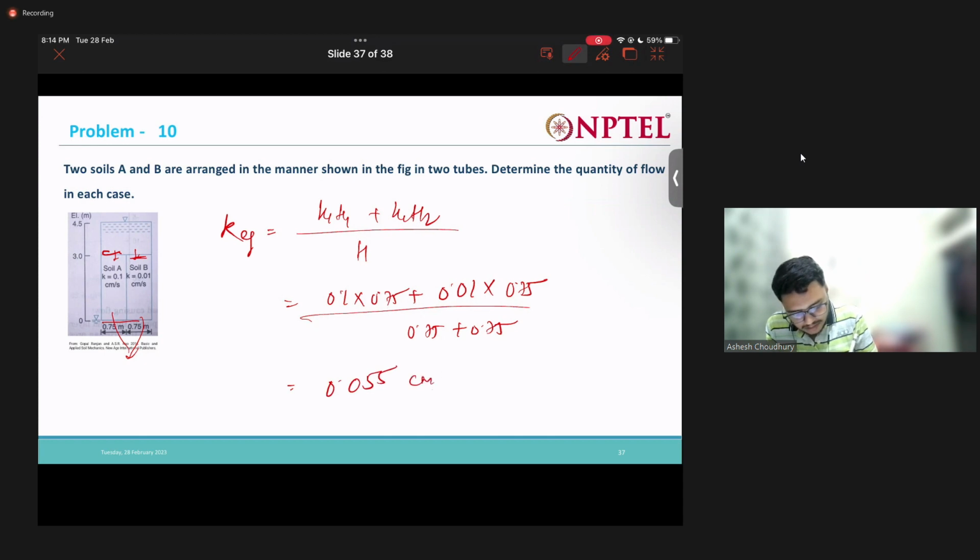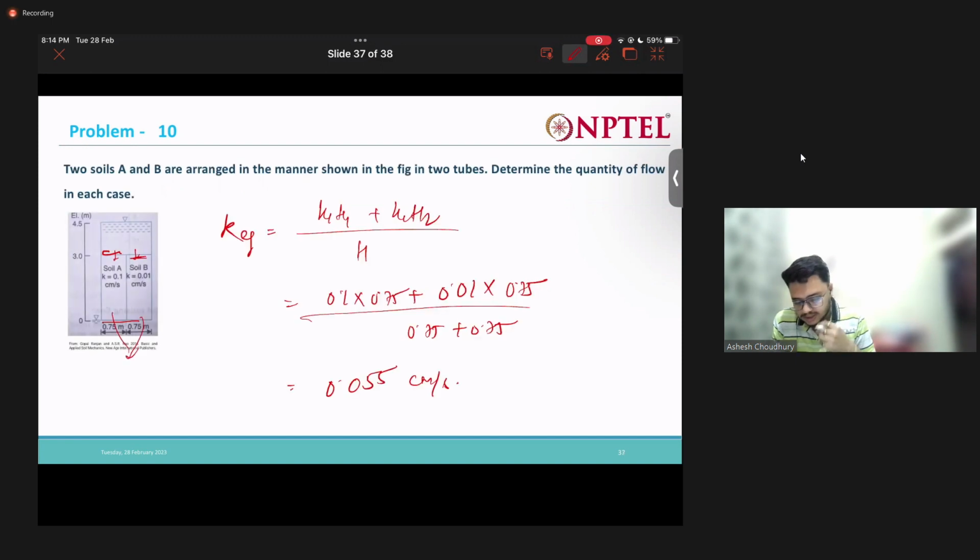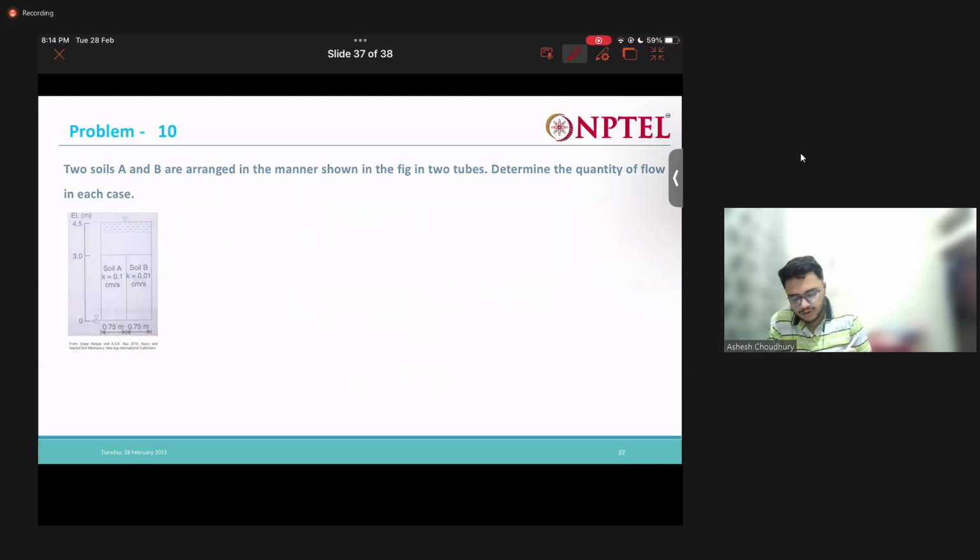0.055 centimeter per second, right? K equivalent you know. Now you can find out the total flow: K equivalent into I into A. So what is the total head loss? Here the head was how much? What is the total head at this point? What is the elevation head? Is 3, 4.5, and here the total head loss is 4.5.